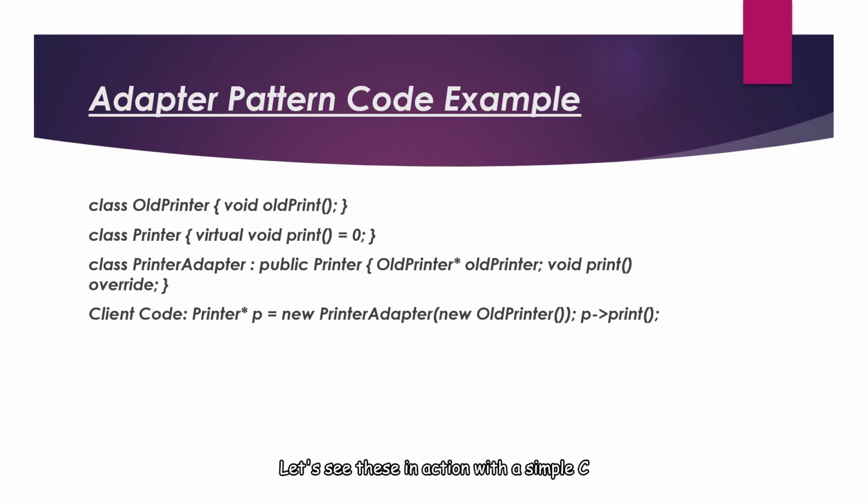Let's see this in action with a simple C++ code example. Here we have a class oldPrinter that has a method oldPrint, but our system expects a printer interface with a print method. To solve this, we create an adapter class that implements the printer interface and internally calls the oldPrint method of the oldPrinter. This allows the client to use the oldPrinter without modifying the original code. You can see that the adapter works as a wrapper around the oldPrinter to make it compatible with the new interface.